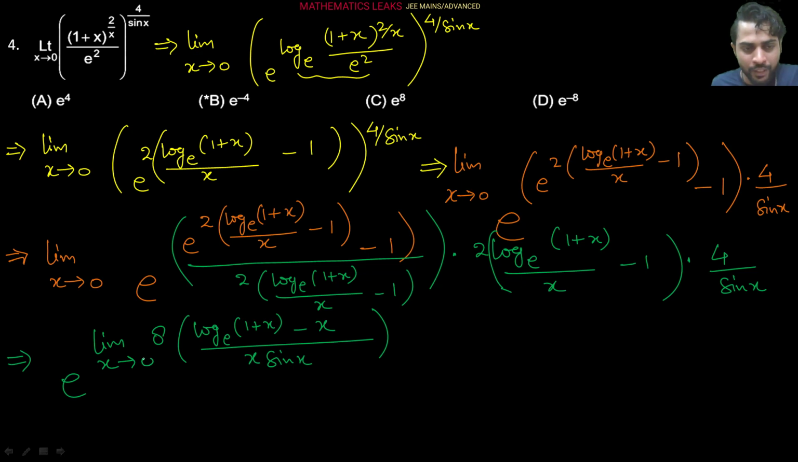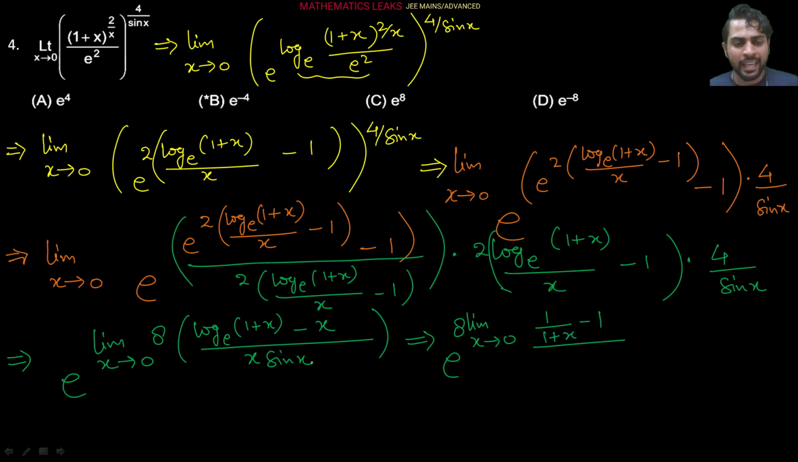Limit x tends to 0 here. So this power is tending towards 0 by 0 form. So it means we can easily apply L'Hospital's rule for the calculation. So just I am using L'Hospital's rule here. So using L'Hospital's rule, limit x tends to 0, e to the power 8 as a constant outside, and this one part, differentiation of log base e of 1 plus x is 1 upon 1 plus x, and x differentiation, minus 1, whole upon x sin x.